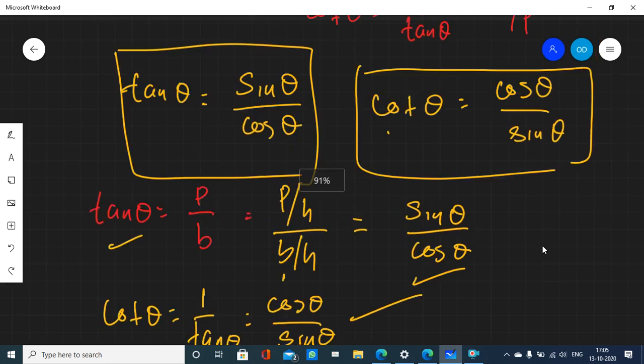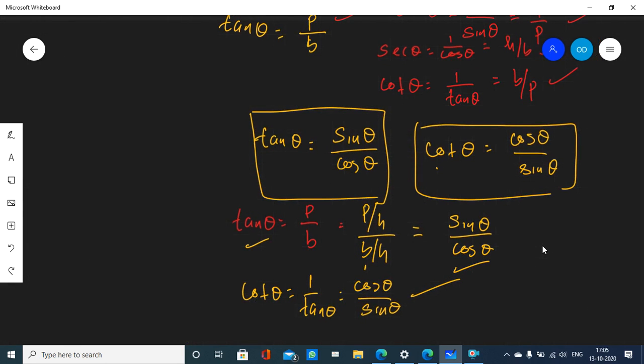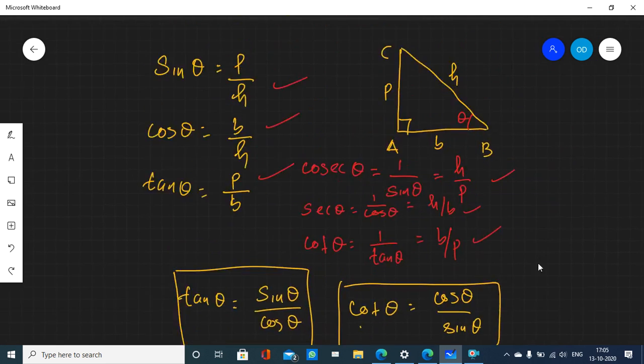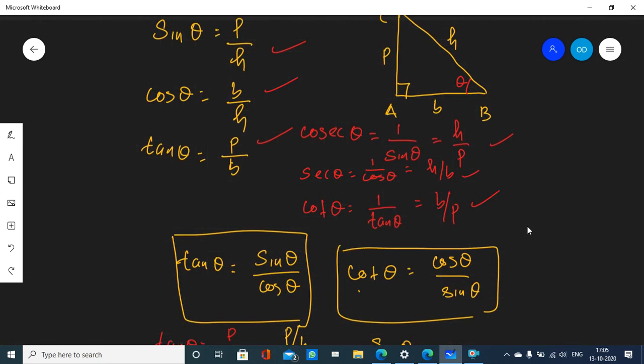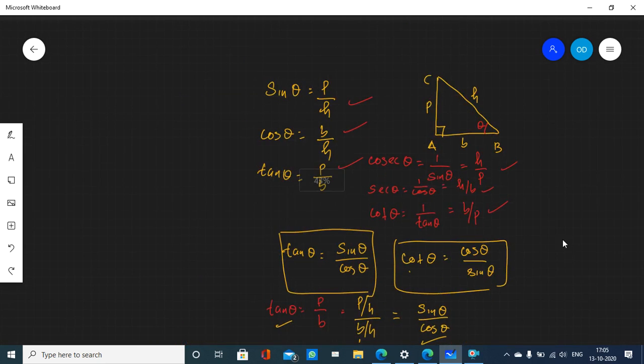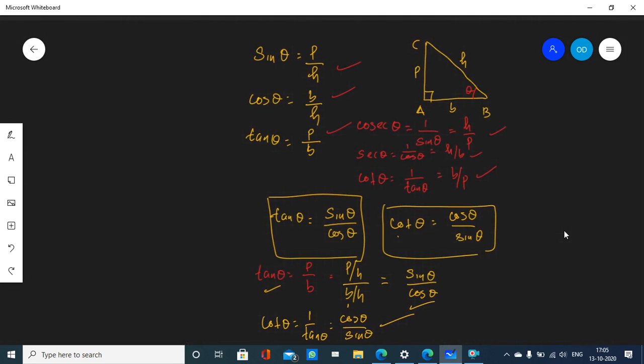See, you have to simply memorize this formula by heart: tan theta is equal to sin theta by cos theta, and cot theta is equal to cos theta by sin theta. Okay, so take the screenshot and let's move on.